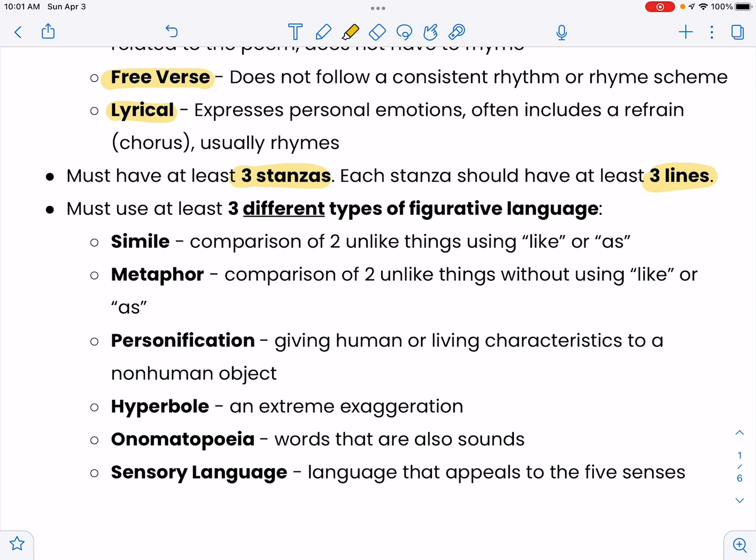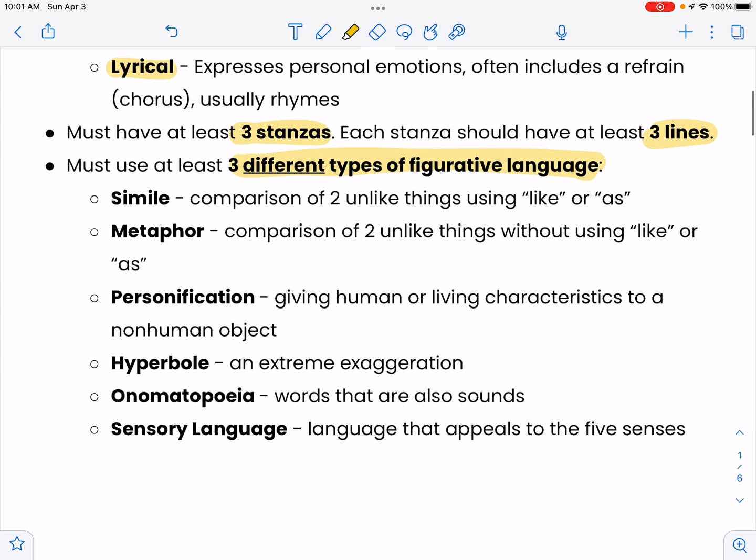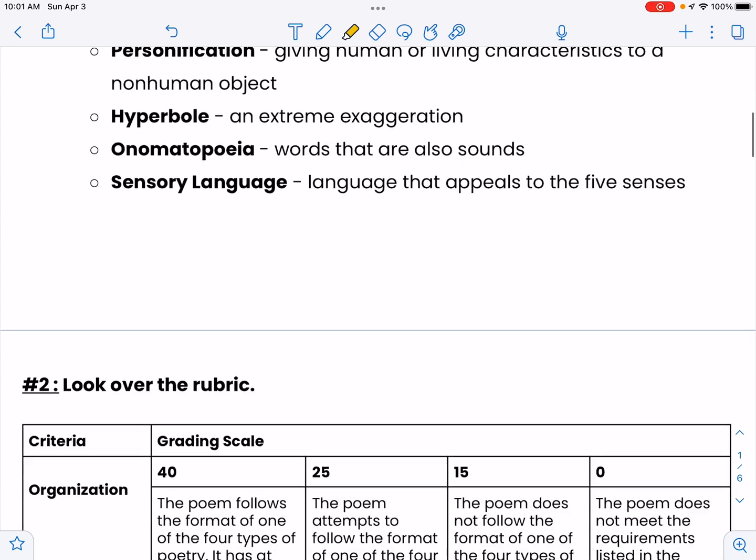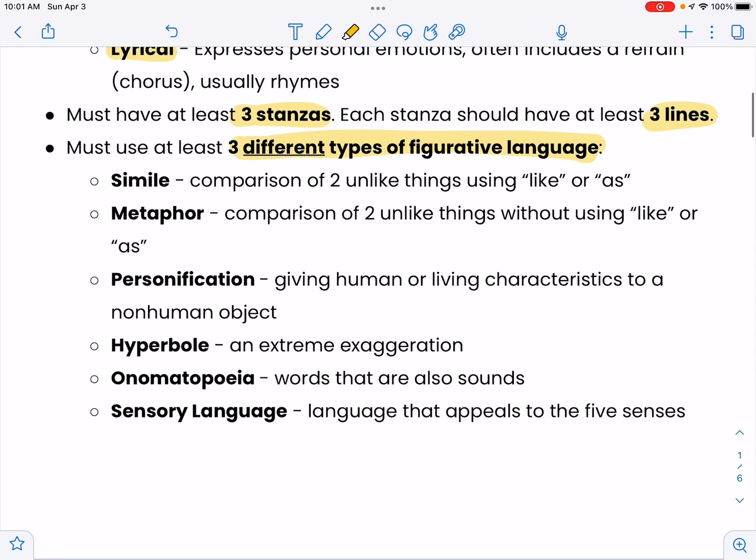Must use at least 3 different types of figurative language. 3 different types. So not 3 similes, 3 different types. So you can have a simile, metaphor, personification, or maybe onomatopoeia, hyperbole, simile. Whatever it is you choose, 3 different types. You guys should know the figurative language by now.